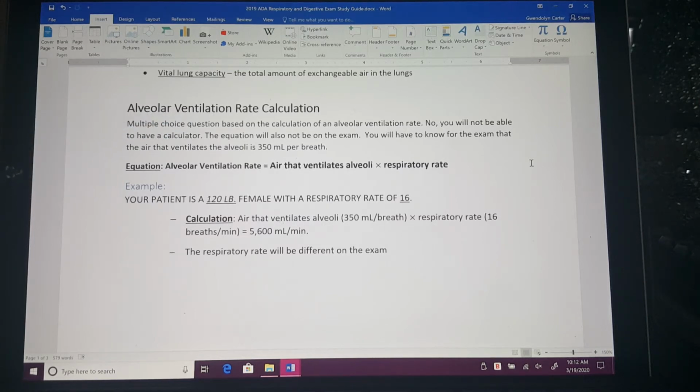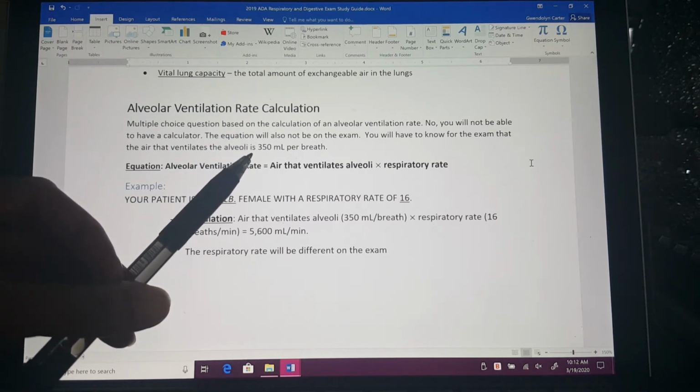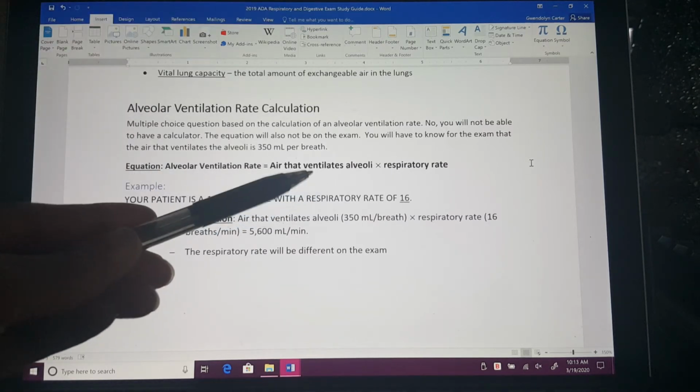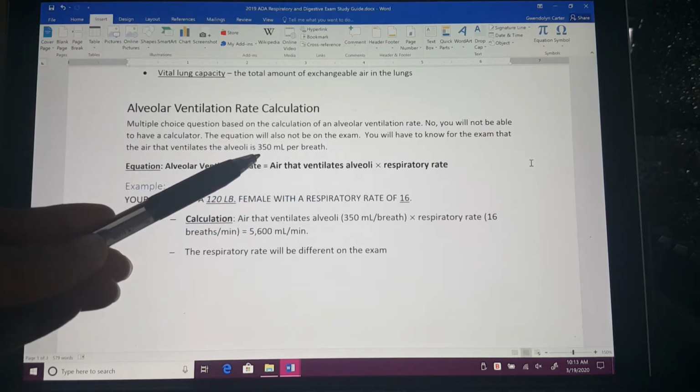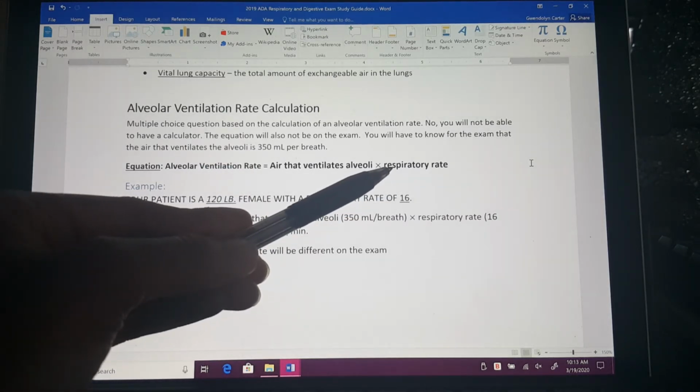And you will have to know for the exam that the air that actually reaches the alveoli is 350 milliliters per breath. So this is something we covered in the respiratory chapter. So with our tidal volume, our relaxed breathing volume of 500 milliliters, only 350 of those milliliters actually reach your alveoli. So the equation for the alveolar ventilation rate is the air that ventilates the alveoli, which is our 350 milliliters per breath, and you multiply that by the respiratory rate.